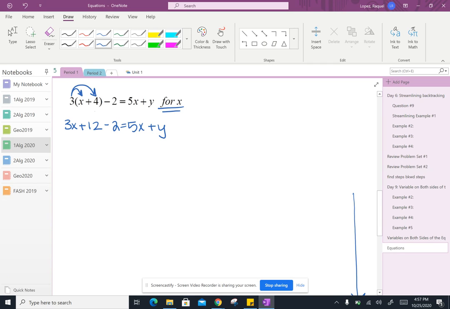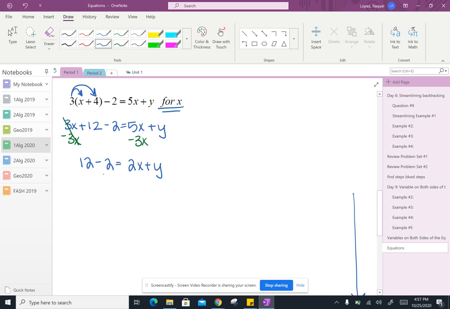Okay, so then I want to have all of my x's on one side. If I want to move all of my x's on one side, I'm going to subtract 3x on both sides. You could have subtracted 5x, but I wanted to keep my x positive, so that's why I subtracted the 3x. And so then my leftover is 12 minus 2 equals 2x plus y.